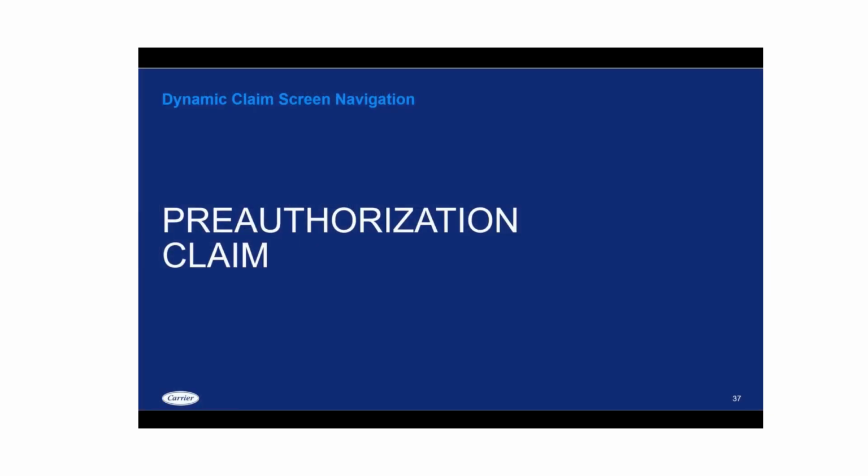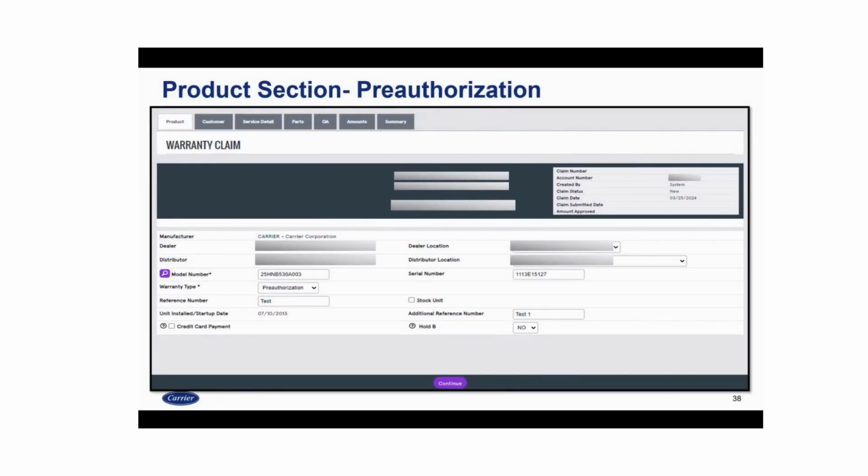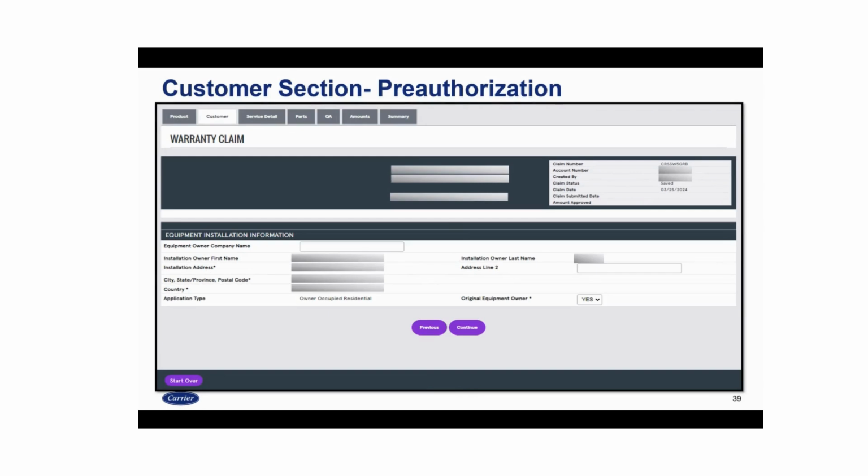And our last warranty type is the pre-authorization. Please enter all applicable information by selecting the warranty type as pre-authorization. In the customer section, the registered owner will pre-fill if it has been registered. If not, please enter that information in there and select original equipment owner as yes or no.